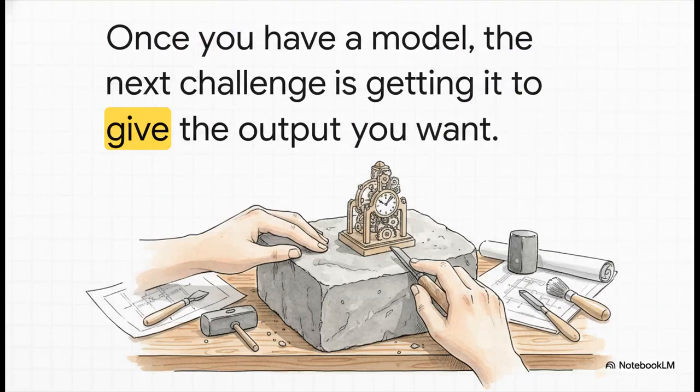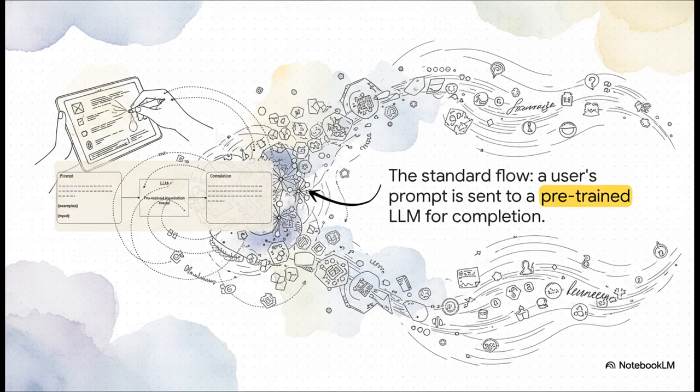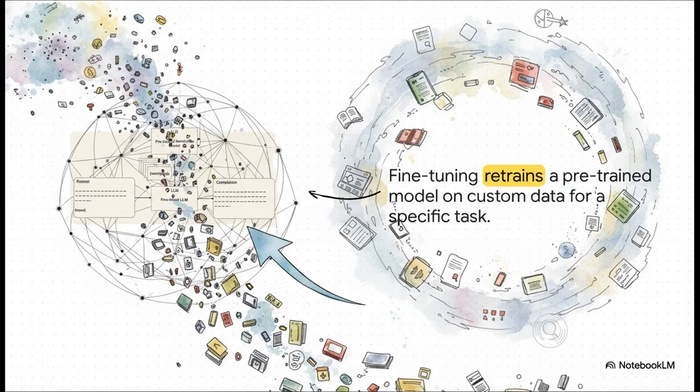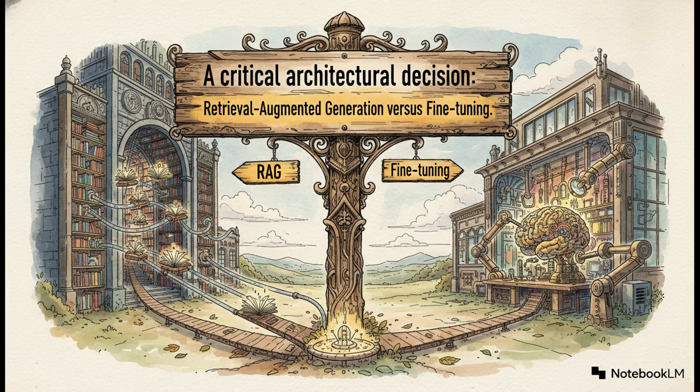Okay, next up, adaptation. How do you get a general model to do exactly what you want? The most straightforward way is prompt engineering, crafting the perfect input to get the right output. For something more advanced, you can fine-tune it, which means retraining the model on your own data. And this leads to a critical choice.